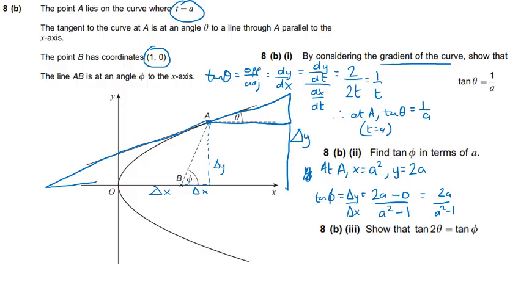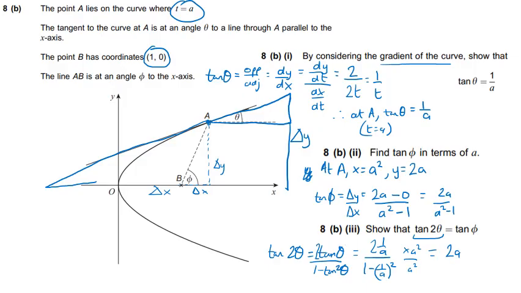The last part, show that tan 2 theta is equal to tan phi. Well, tan 2 theta, we should be now thinking double angle formula. So tan 2 theta is equal to 2 tan theta divided by 1 minus tan squared theta. We know that tan theta is equal to 1 over A, so we've got 2 times 1 over A, and on the bottom 1 minus 1 over A squared. And if we multiply top and bottom by A squared, then we get 2A divided by A squared minus 1, which is exactly what we had up there, so that's equal to tan phi.